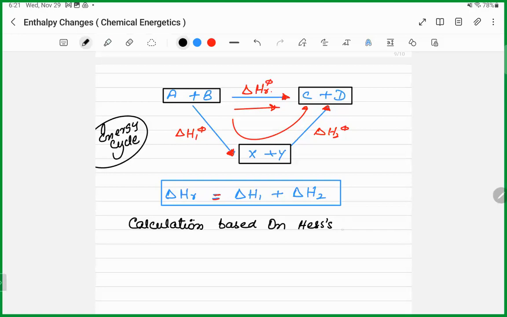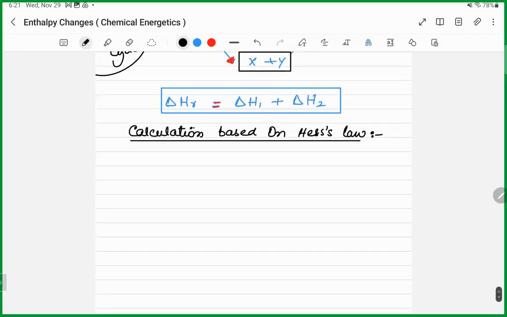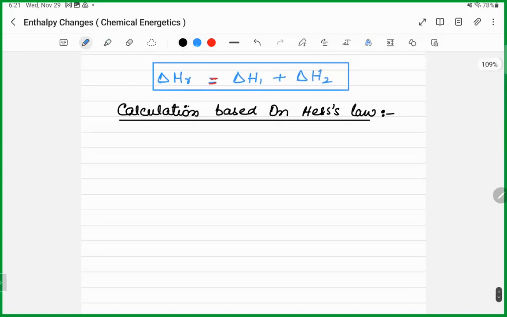Now the calculation based on Hess's law. Examination point of view से अब तक जो हमने पढ़ा उसमें only the statement of Hess law is important. Now we have to learn how we can calculate the enthalpy change by using the Hess law. So I have divided this into some categories.